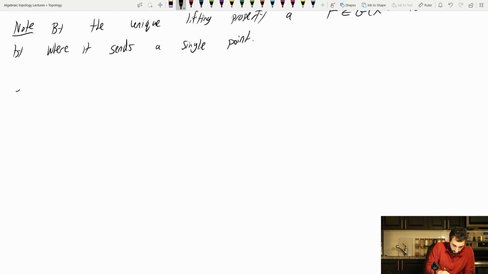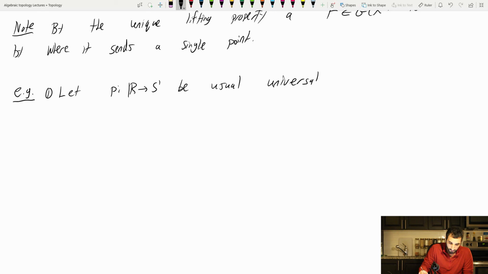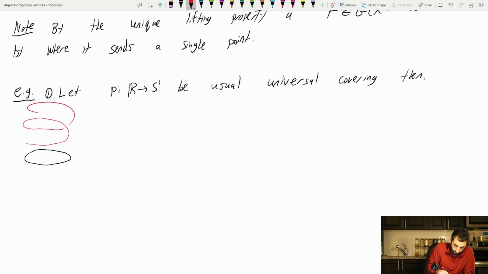Let's start with our favorite covering space. So let P from R to S1 be the usual universal covering. Let me draw this out. Here is S1, and then above it is R. It looks like this helical thing. So here's a point downstairs, and here are three of its lifts upstairs. And this thing also continues downwards, but then it would intersect the circle, and so I'm not going to draw it, so the picture doesn't get too messy.